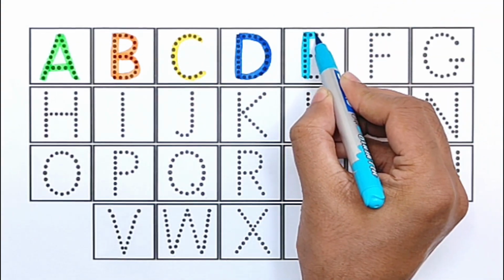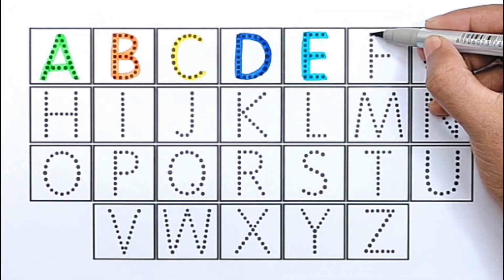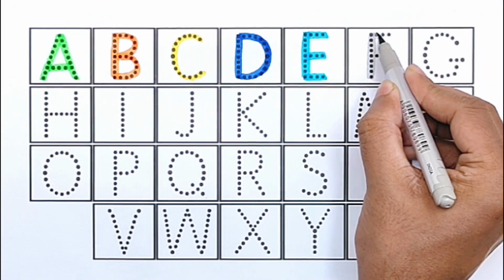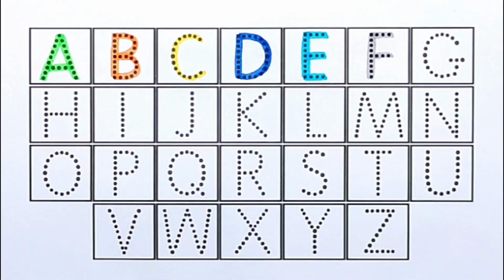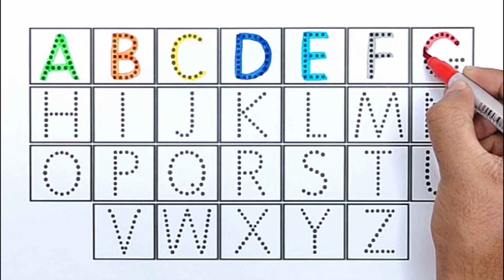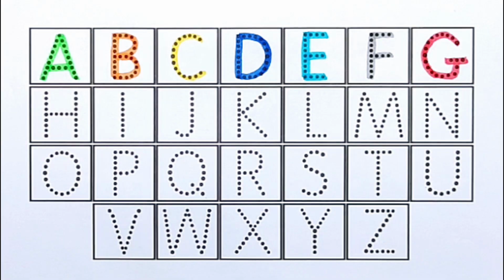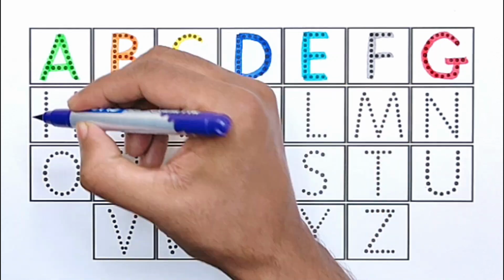E for egg, gray color. F for fish, red color. G for grapes, purple color.